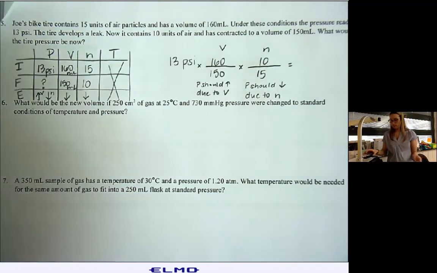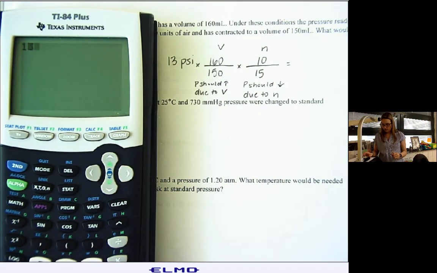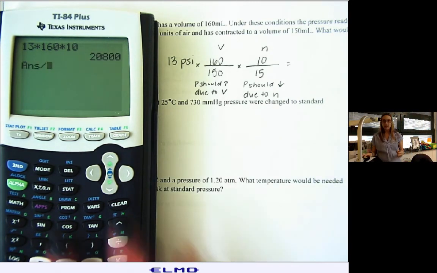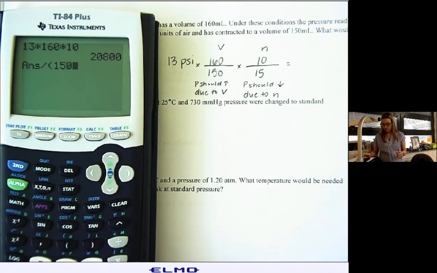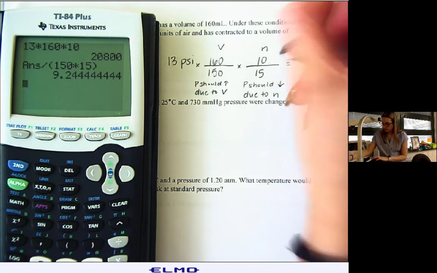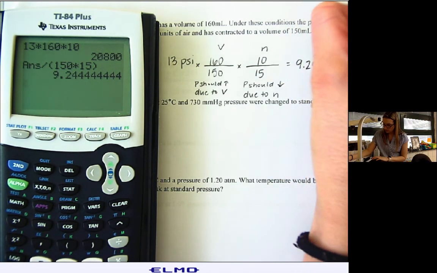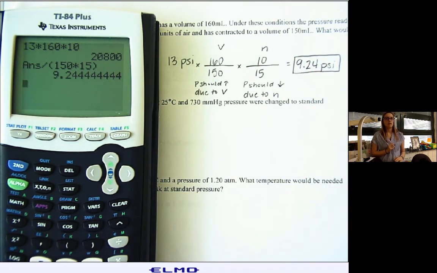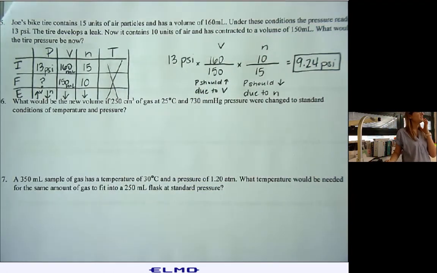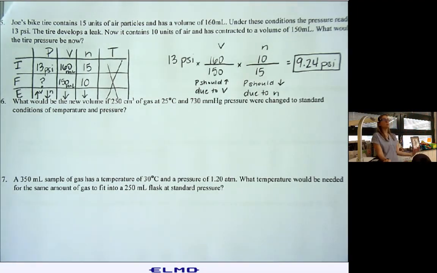Now to solve, multiply across the top, 13 times 160 times 10, and divide everything that's on the bottom. So I'm going to do divided by, and I'm going to use parentheses, 150 times 15. We get 9.24. So my answer is 9.24 psi. So it's still done the same way if you have multiple variables changing. You're just going to have two fractions that you're multiplying by instead of just one.